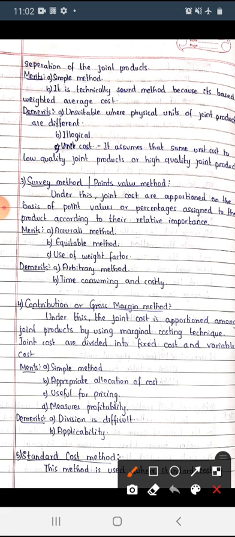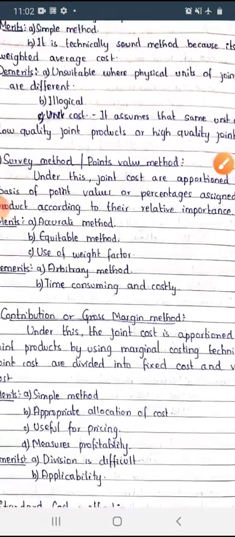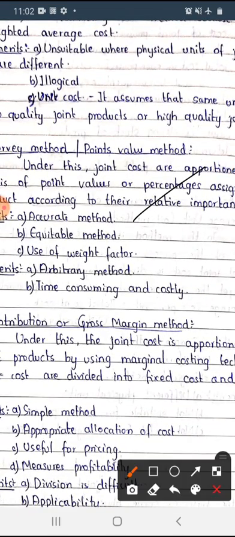Then the merits. This is an accurate method and an equitable method, and we use a weight factor. And the demerits: it is an arbitrary method, meaning the points or percentages assigned to joint products are not on a scientific basis. We are assuming some points or percentage for a particular joint product, which is not a scientific way. It is also time consuming.